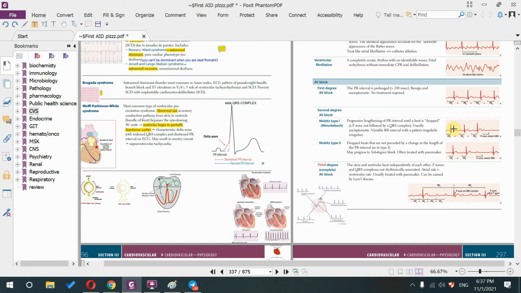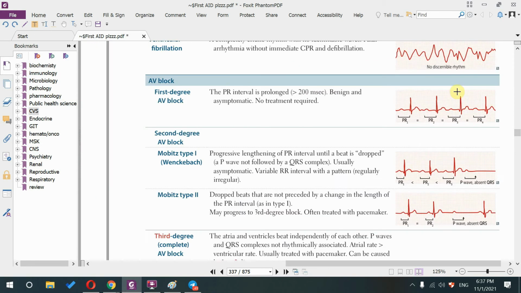Guys, what is the difference between an interval and a segment? Someone said interval no waves, somebody said segment no waves. Okay, so the interval has waves, the segment does not have waves, okay? Good. So remember, the word segment does not have a V in it, so no waves.